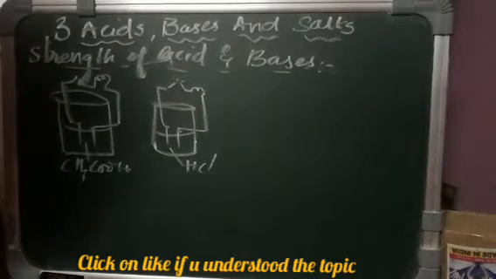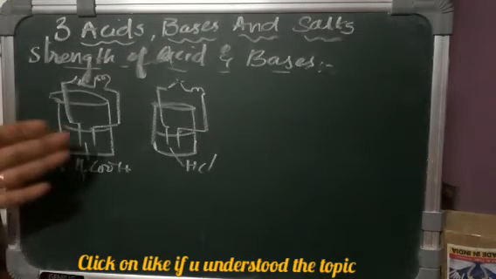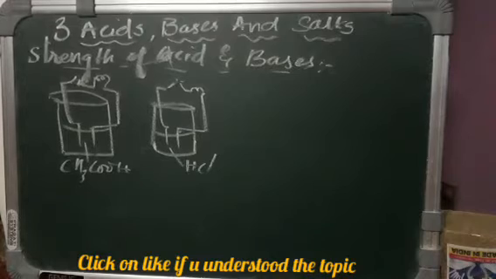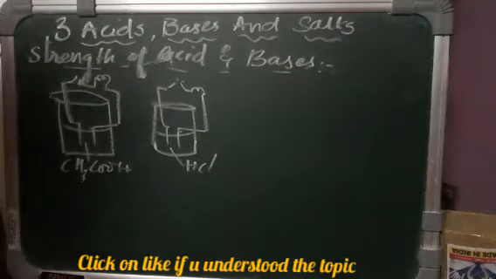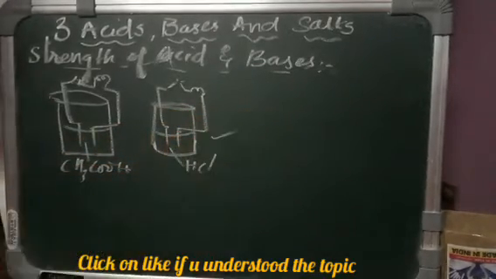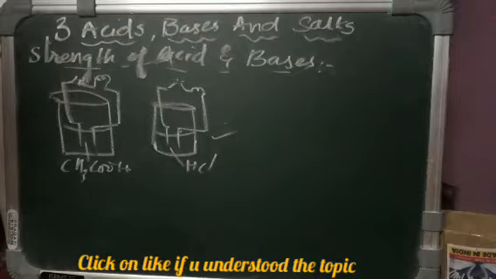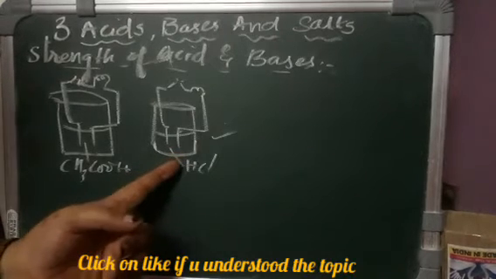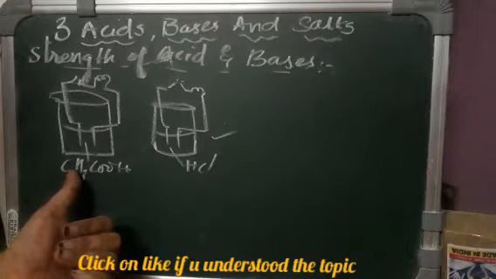Then what is going to happen here? We are going to do the same activity, and see in which acid the bulb glows brighter. You will notice that the bulb glows brightly in the HCl solution, while the intensity of the bulb is low in the acetic acid solution. This indicates that there are more ions in the HCl solution and fewer ions present in the acetic acid solution.